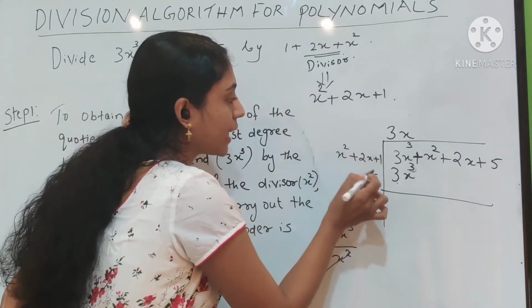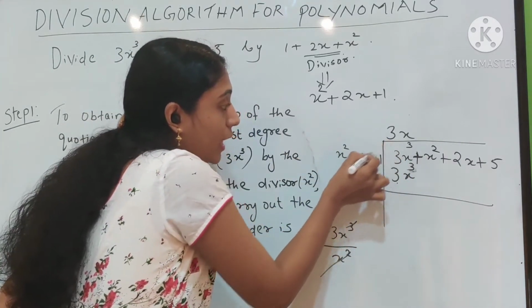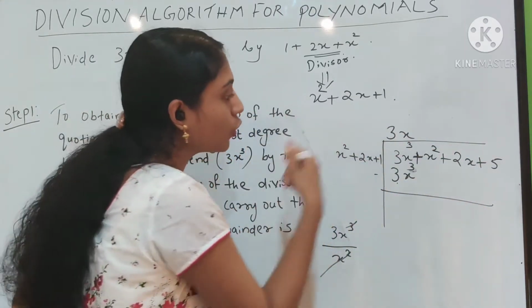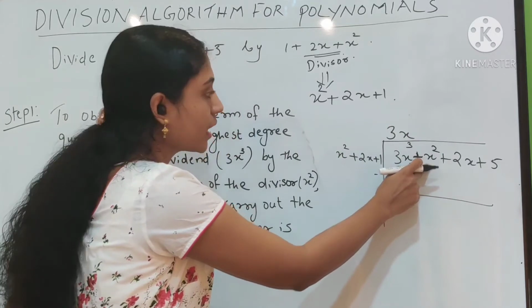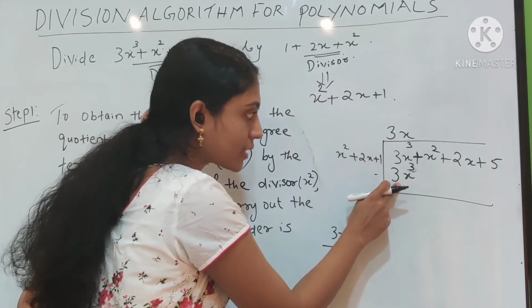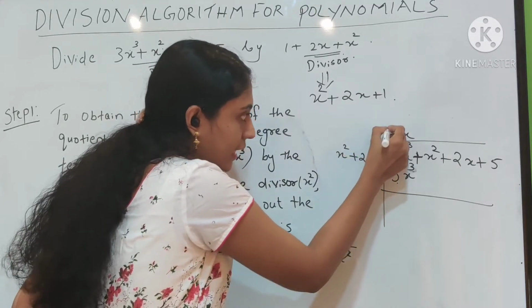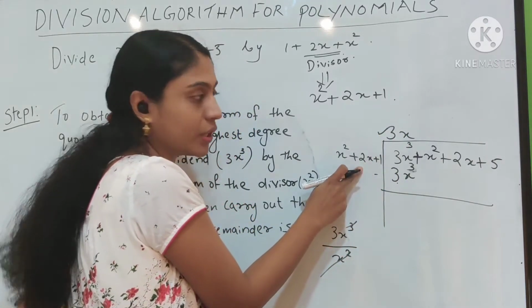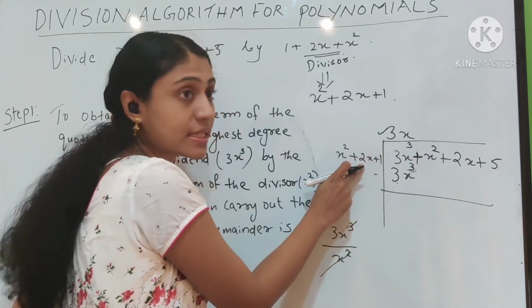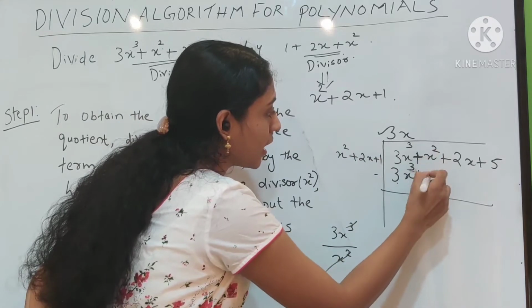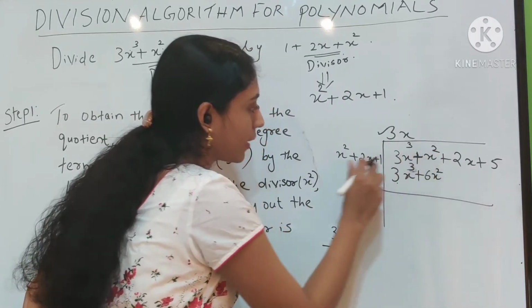Okay. Before that, we have to continue the rest of the process. That means we are done with the first term. Then go to the second term of the dividend. That means first we did 3x into x square, it is 3x cube. Now this 3x, the first term of the quotient, into the second term of the divisor, 3x into 2x, it is, yes, 6x square. So write under the x square term, 6x square.